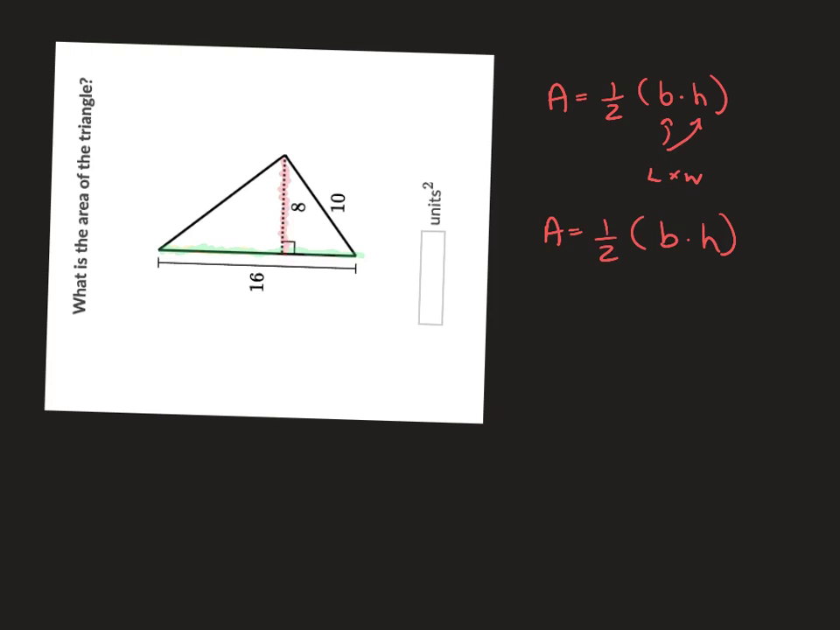And the 10 that's over here, that's trying to trick you. Don't even worry about that. You have the base and you have the height, because remember, you're focusing on the perpendicular angle that's created, the right angle that's created here. That's how you know where your base and your height is, because they meet at the right angle. Okay, let's finish this problem. A is equal to 1/2. The base is going to be 16 and the height is going to be 8.